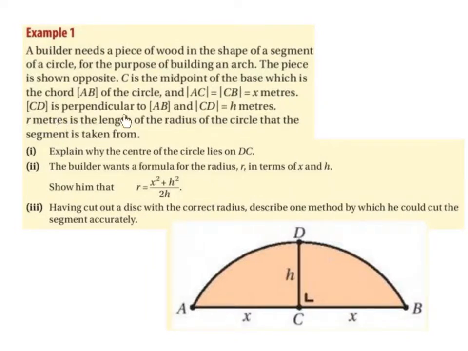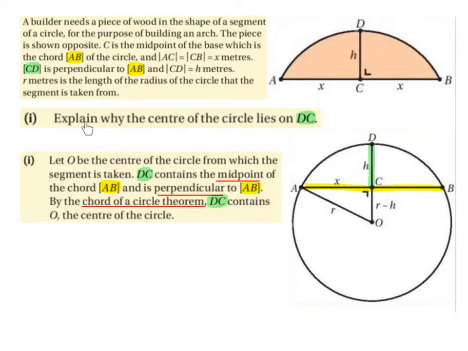R meters is the length of the radius of the circle that the segment is taken from. Part 1. Explain why the centre of the circle lies on DC. Part 2. The builder wants a formula for the radius r in terms of x and h. Show him that r is equal to x squared plus h squared divided by 2h. And Part 3. Having cut out a disc with the correct radius, describe one method by which he could cut the segment accurately.